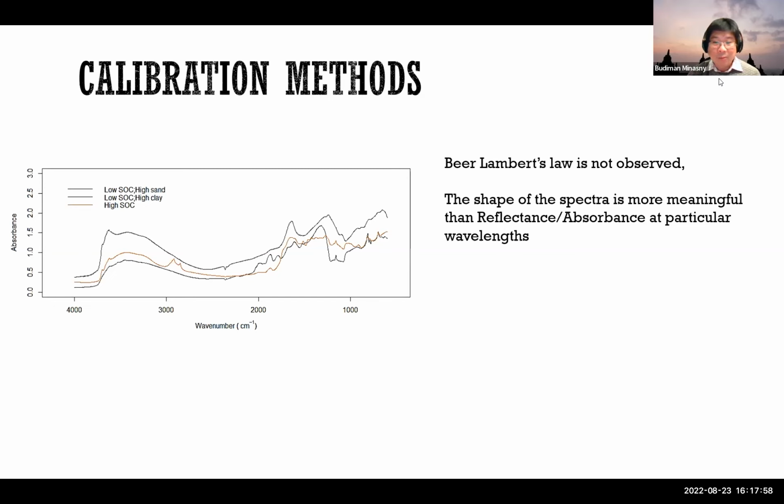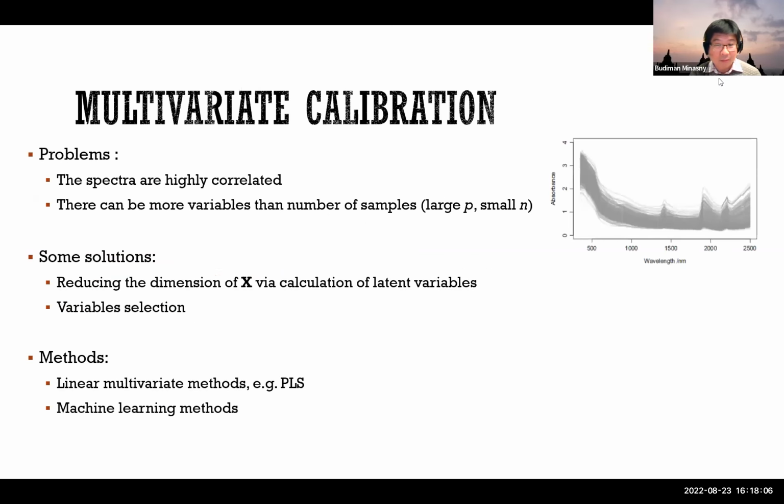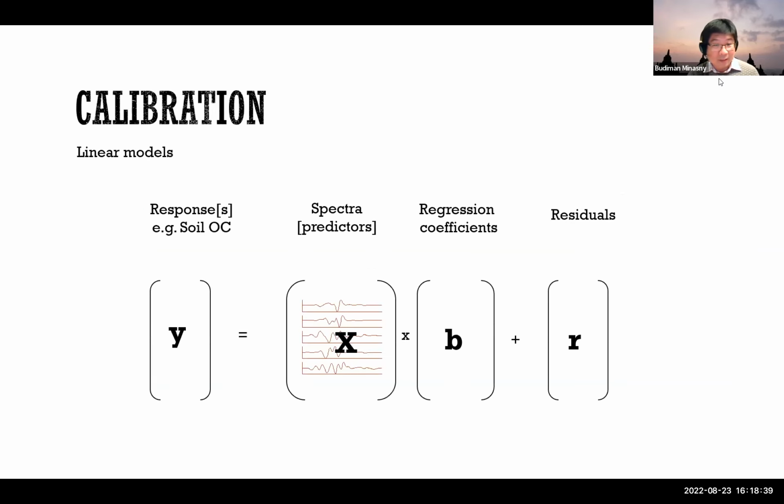So the shape of the whole spectra will be more meaningful to use than a particular wavelength, but people still use the reflectance of a particular wavelength. So it's a multivariate problem, multivariate calibration, with large P, and the other thing is that it is highly correlated. So the simple solution is dimension reduction into latent variables, or the other way is variable selection. We don't use all the spectra, but we select some of the spectra. So there are linear multivariate methods or machine learning methods.